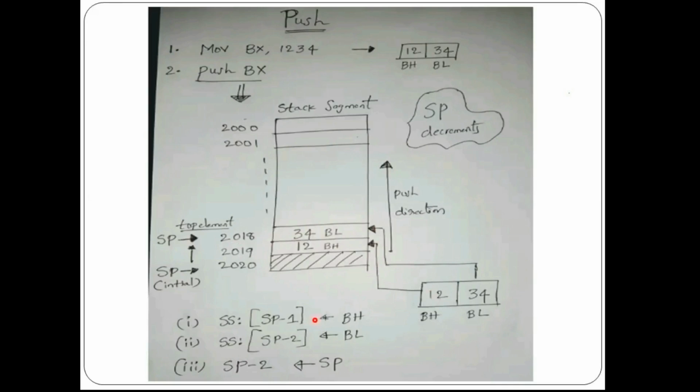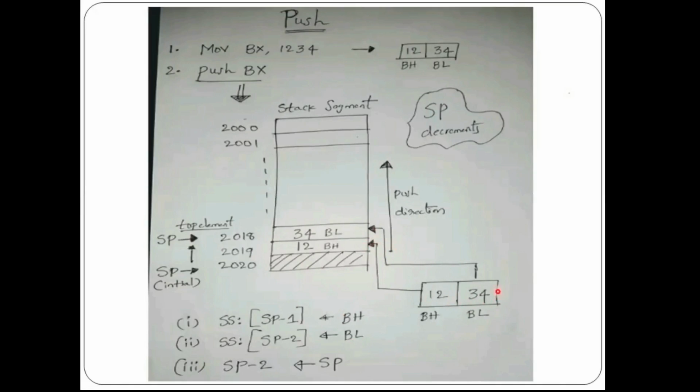Now we'll see the internal operations that happen during this stack push operation. I've written three operations that are happening inside in the background. While writing the program, we don't write these operations. This is just for our understanding. This is our BX register. Who is getting what? BH, the value 12, is stored where? At SP minus 1. What is SP? Initially SP is 2020. SP minus 1 is 2019. In 2019 of the stack segment, what are you storing? The value 12. Very good. This is done now.